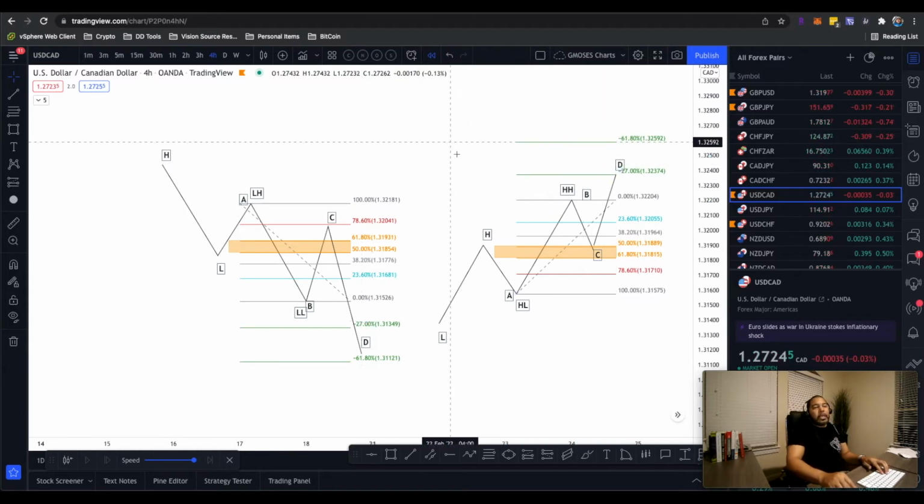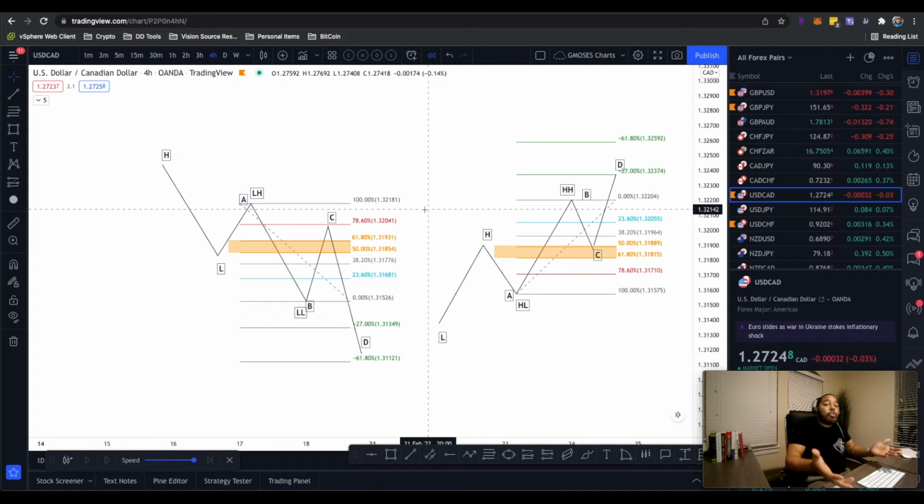Okay? So like I said, we have A, B, C, and D. Same holds true for the downtrend as well. So that's how retail traders use the Fibonacci retracement tool. Okay?